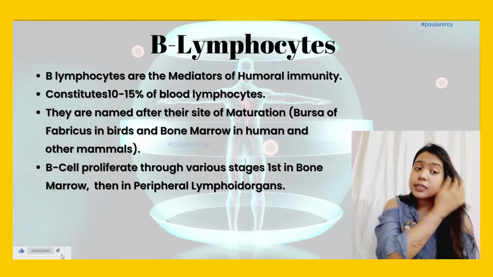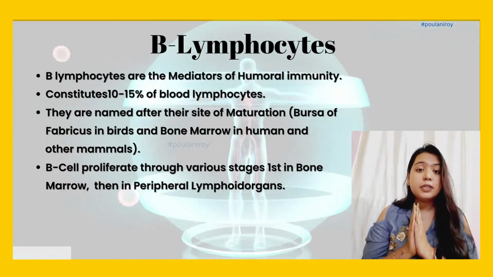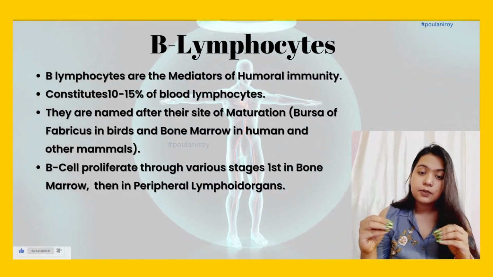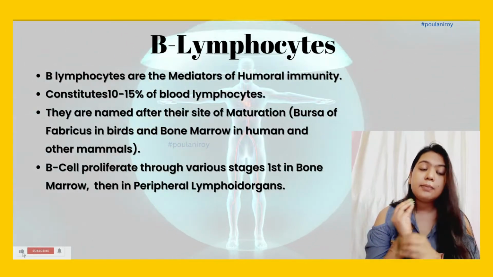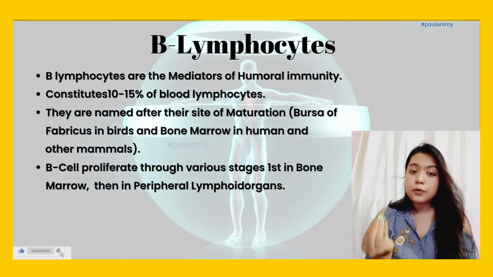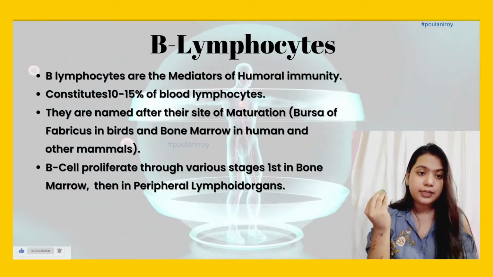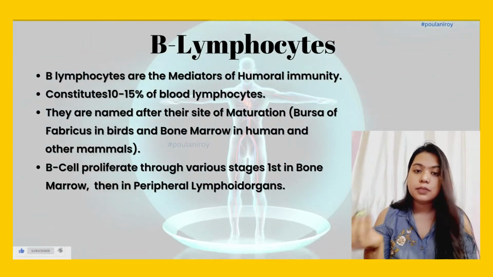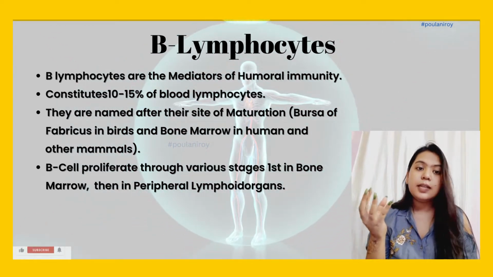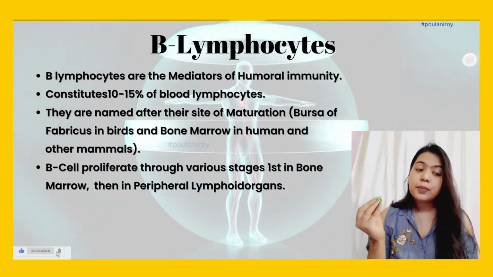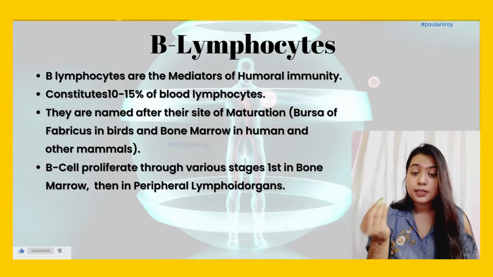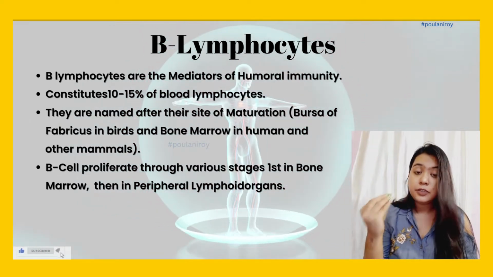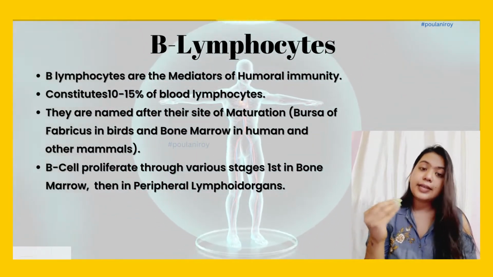Now see, it constitutes 10 to 15% of the blood lymphocytes. You already know the classification of blood lymphocytes. Now see, their name comes from their site of maturation. कहाँ से ये mature होते हैं. It is the bursa of Fabricius in birds and bone marrow in humans and other mammals. Bursa of Fabricius you will see in chickens, and the bone marrow in human beings. That is a very significant point, that the maturation site of B lymphocytes is the bone marrow in human beings and other mammals.